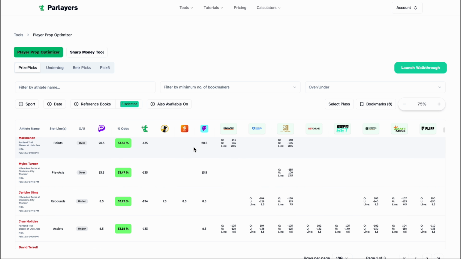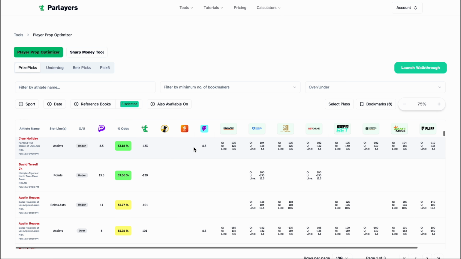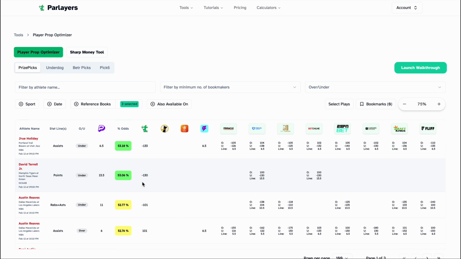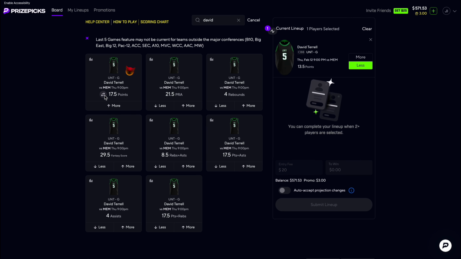Right away I saw a college basketball play that I loved from before, this David Terrell play, points under 13.5. It's a minus 130 favorite to go under. You see here minus 130 on both FanDuel and BetOnline. He's not offered on either of these fantasy apps, so we could assume he's either been discounted or removed at this under 13.5 spot, only because he's super favored by the market to go under this line. So I'll go to college basketball and get in this David Terrell play under 13.5. Beautiful.